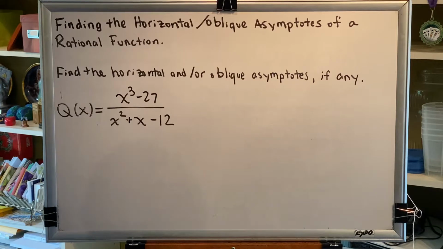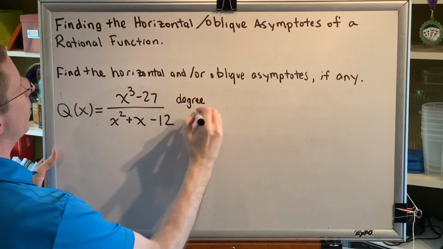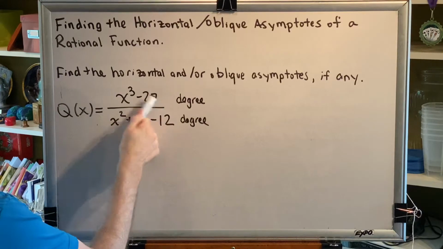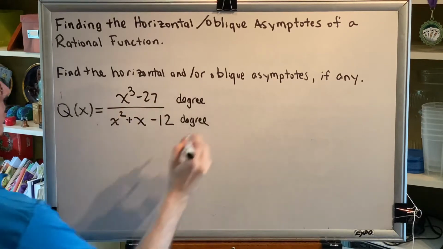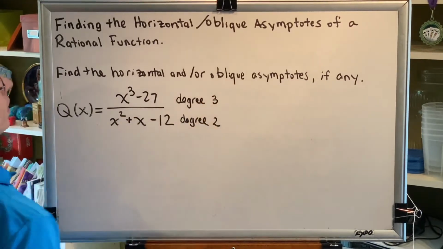Okay, the first step in looking for horizontal or oblique asymptotes is to determine the degree of the numerator polynomial and the degree of the denominator polynomial. When written in polynomial form, which is a bunch of terms that are being added or subtracted, the degree is the highest exponent of x. So the numerator is degree 3 and the denominator is degree 2.